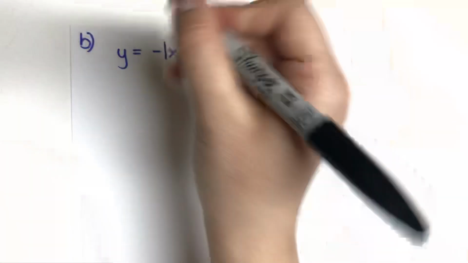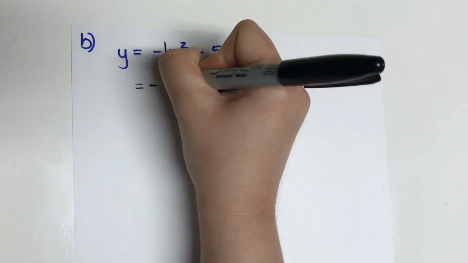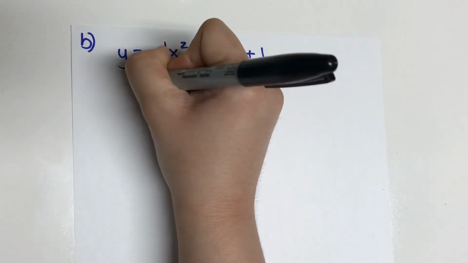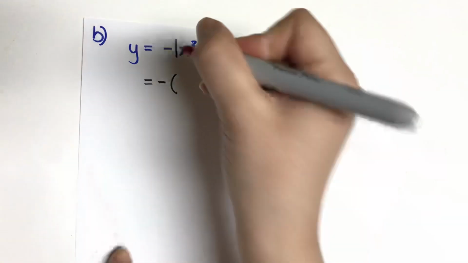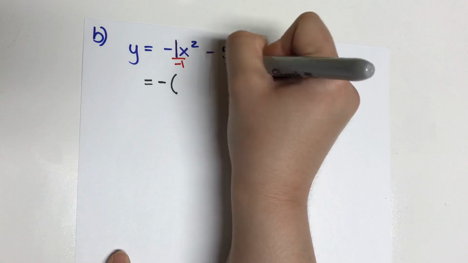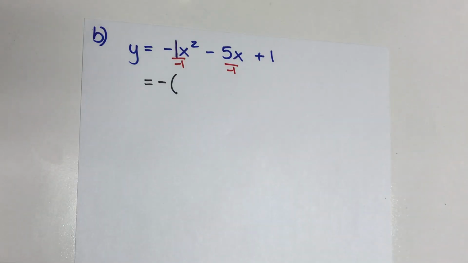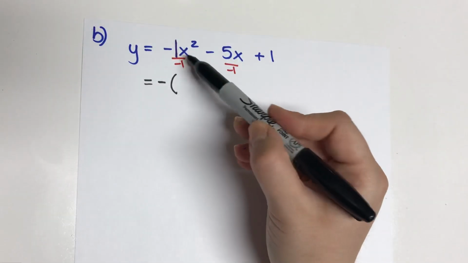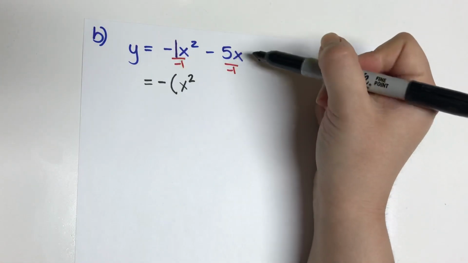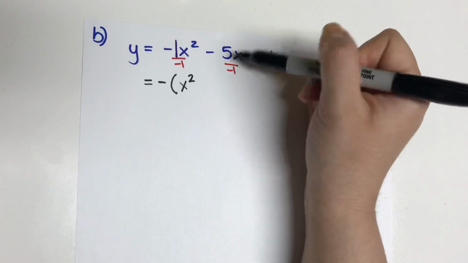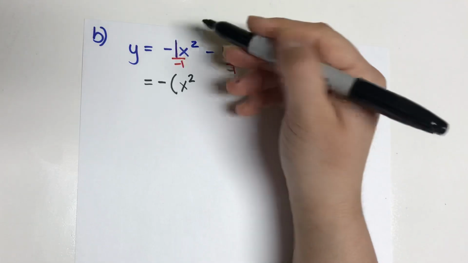So I'm going to bring the negative to the front of the bracket, and I'm going to divide it out of the first two terms. So negative 1 divided by negative 1. And what I'm left with, so these ones cancel out, and I'm left with x squared. Negative 5x divided by negative 1. Negative divided by negative is positive.